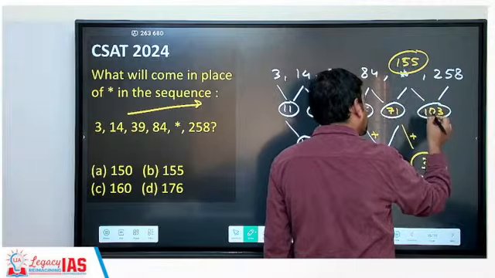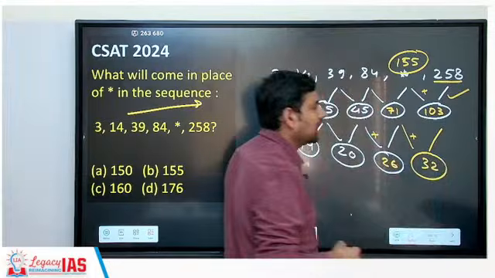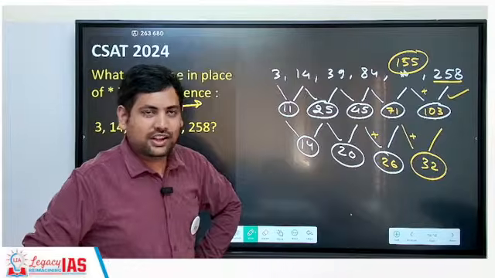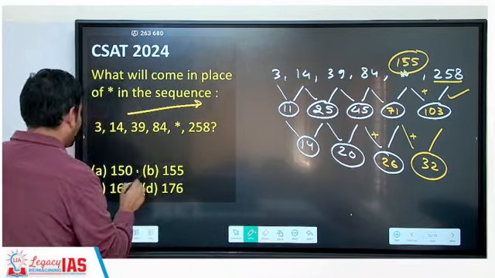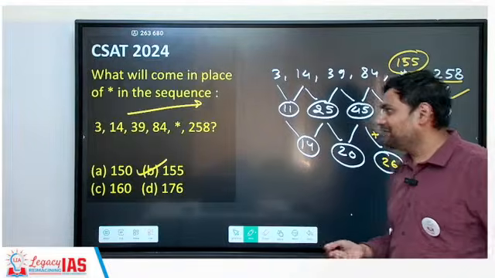Now is 155 plus 103 258? Yes, it is. That means the entire series is getting followed. And that is why the answer becomes what? Answer becomes B, 155. Understood? Simple.